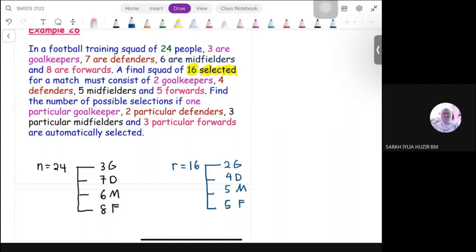Next one. Find the number of possible selections if one particular goalkeeper and then 2 particular defenders, 3 particular midfielders and 3 particular forwards are automatically selected. Okay, daripada nak pilih tu, dia dah ada orang yang confirm dia nak pilih dulu. Itu cerita dia. So, how do we choose this? How do we perform this process?